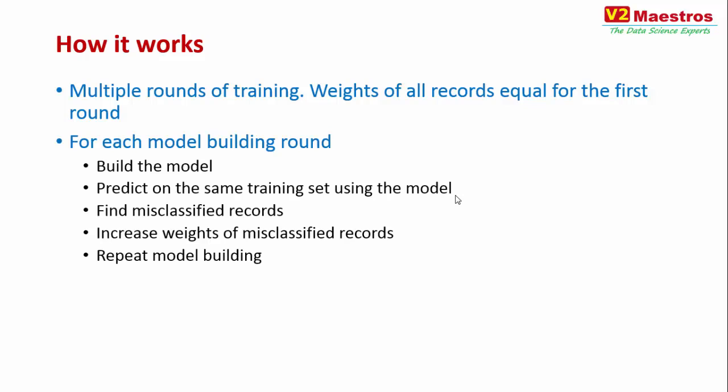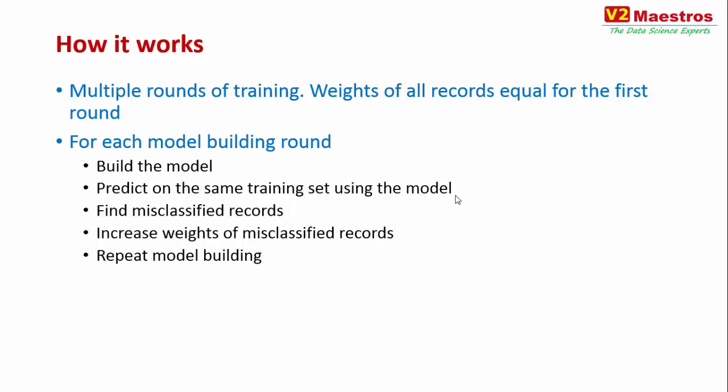Once you build your first model, find the in-sample error of the model. What is in-sample error? It is using the model to predict the training data set itself and seeing how many of the records are wrongly predicted. If a record is wrongly predicted, it means it is not modeled enough in the model that was built. So you increase the weight of those misclassified records, like I said, by adding a duplicate of that record, and then you have another data set with the newly added record. That data set becomes the input for the second round of modeling.